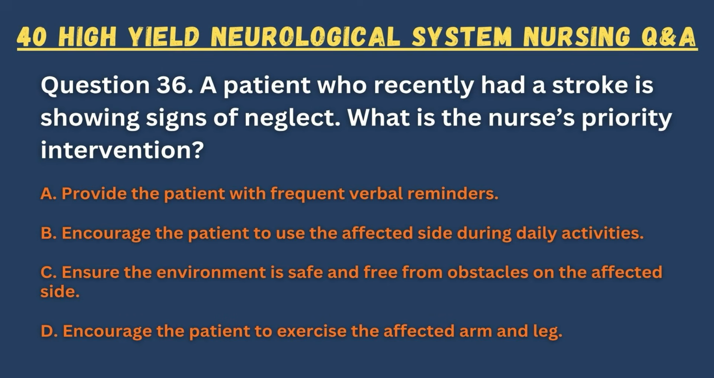Question 36. A patient who recently had a stroke is showing signs of neglect. What is the nurse's priority intervention? A. Provide the patient with frequent verbal reminders. B. Encourage the patient to use the affected side during daily activities. C. Ensure the environment is safe and free from obstacles on the affected side. D. Encourage the patient to exercise the affected arm and leg.